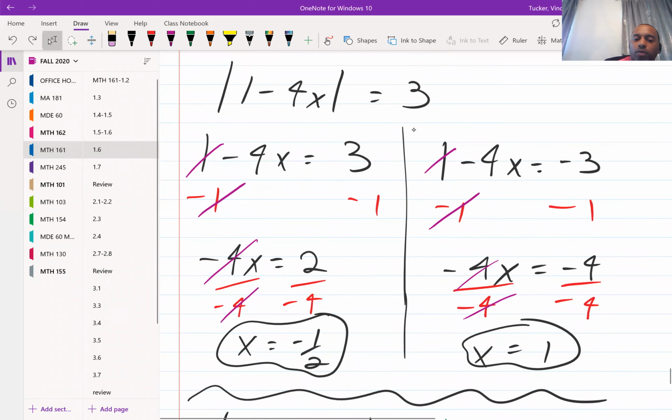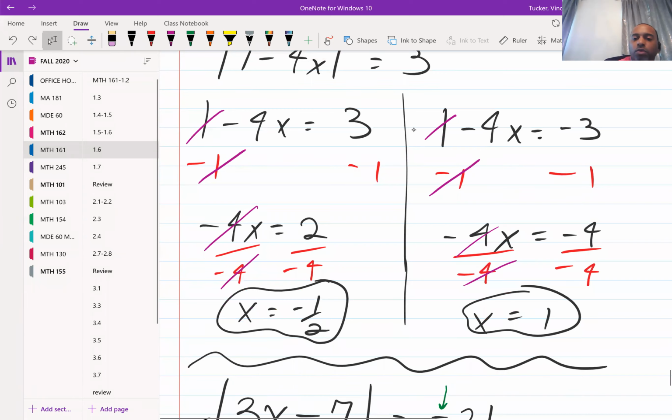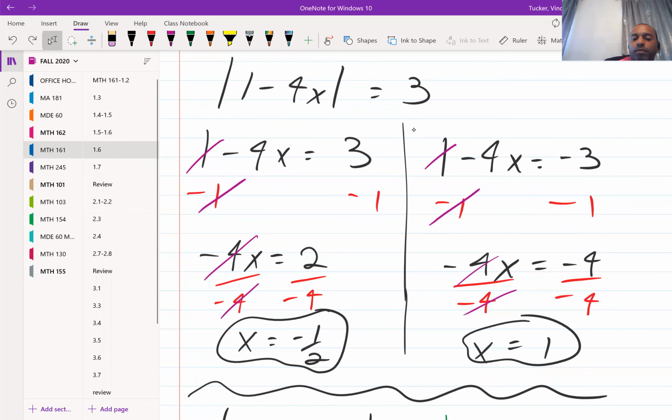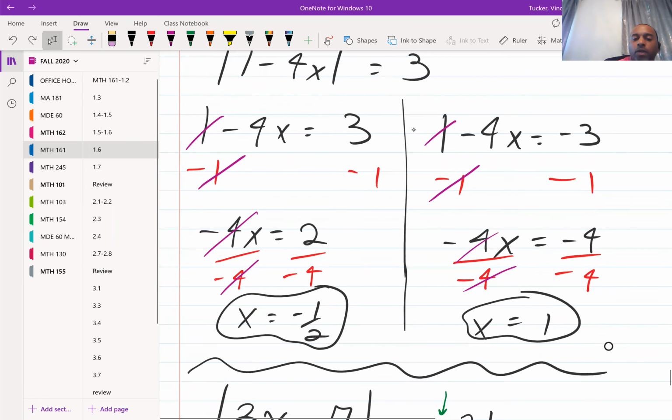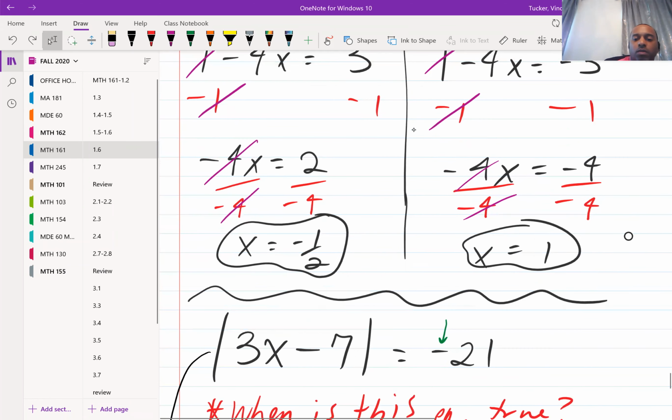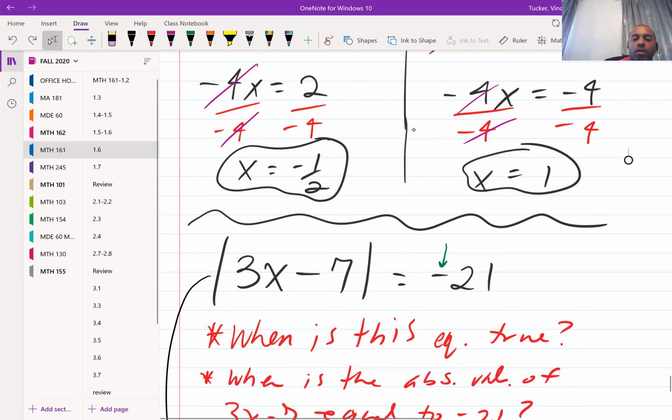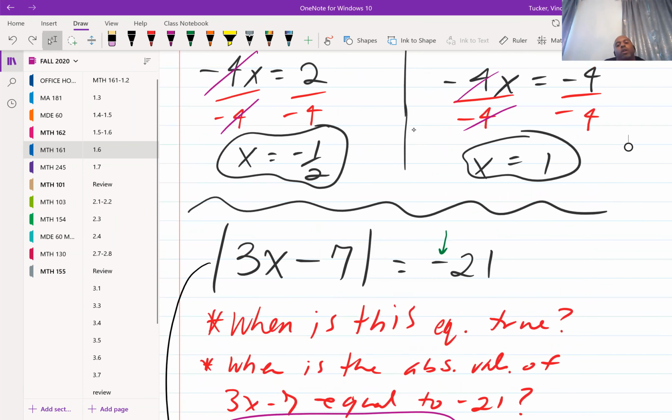All right, any problems before we look at, I think there's one more. All right, so here, this one, you just have to pay attention to what's going on. It can mess you up, trick you up a little bit if you're not careful.